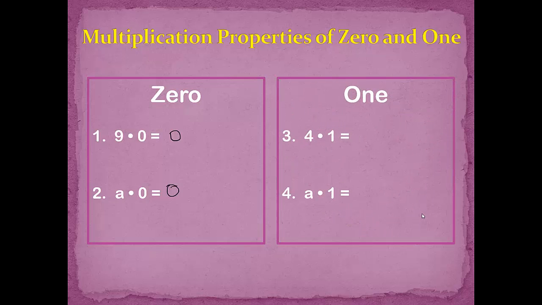Next, we'll look at the multiplication property of 1. This tells us that any number times 1 is that number. So for number 3, 4 times 1 is equal to 4. And for number 4, we'll use a variable this time. A times 1 would be equal to A.